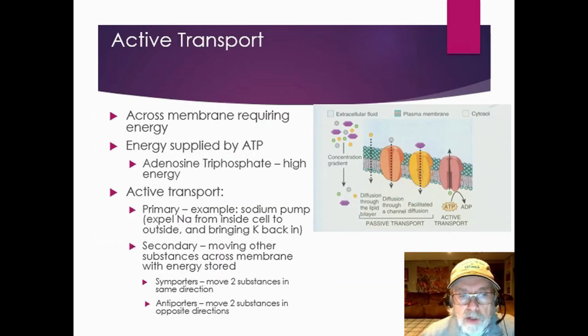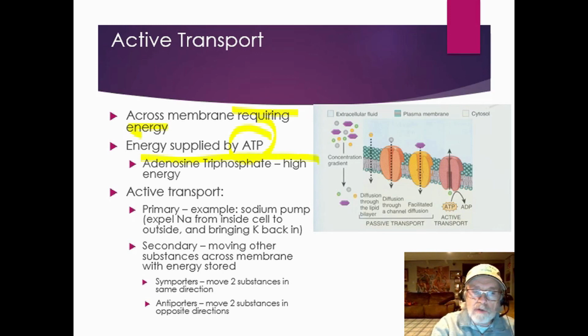Okay. Now, active transport, like I mentioned, is different from passive transport. Passive transport does not require energy. Active transport does. So active transport says now I have a situation that requires energy to be able to get across that cell membrane. Where does that energy come from? It comes from ATP. We talked about that adenosine triphosphate, which is a high energy compound.